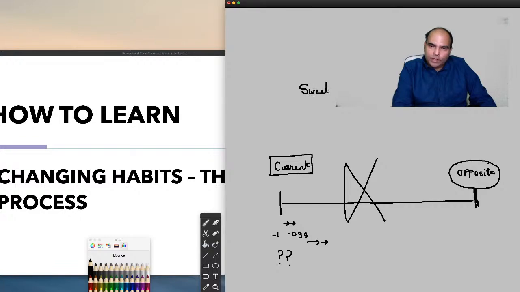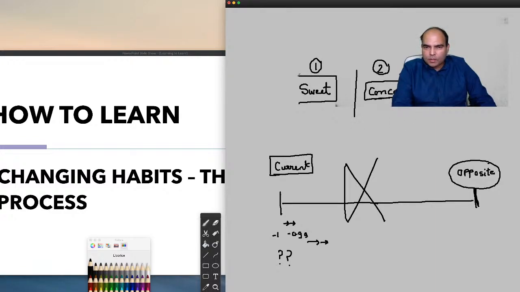Let's take two parallel examples. This is the sweet eating example, and the second example is the example of concentration, the habit of not being able to concentrate. You want to change it to the habit of being able to concentrate for long. Of course, for concentration, you need a little bit more analysis of your mind, but let me just tell you what to do.